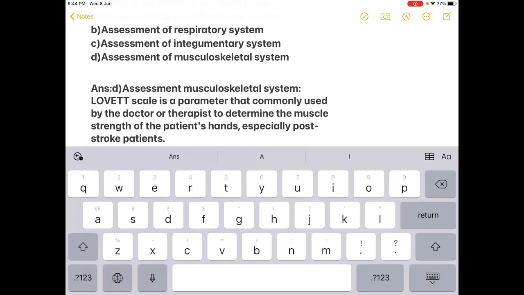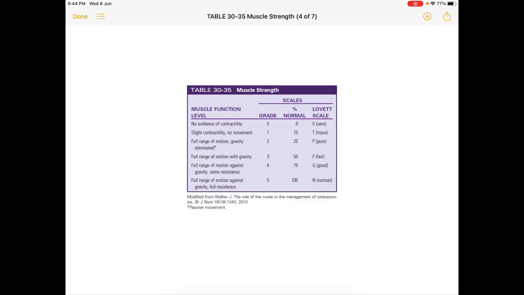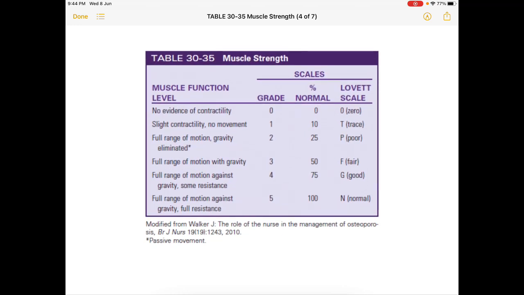The Lovett scale is a parameter commonly used by the doctor or therapist to determine the muscle strength of the patient's hands, especially in post-stroke patients. We'll see what this scale is about. This is a muscle strength assessment, muscle function level. Grade 0, no evidence of contractility, and the percentage is 0. Lovett scale is 0. Slight contractility or no movement. Grade 1, percentage 10, and the Lovett scale is T, trace.